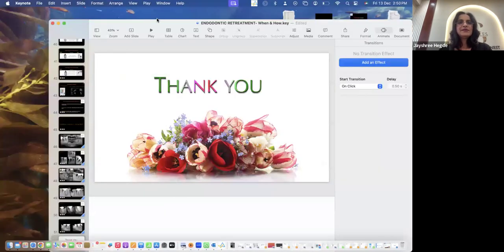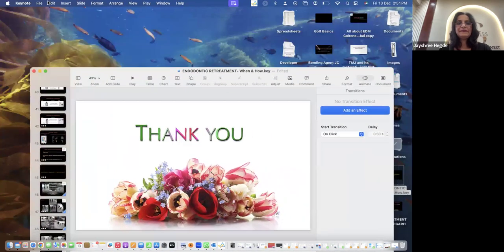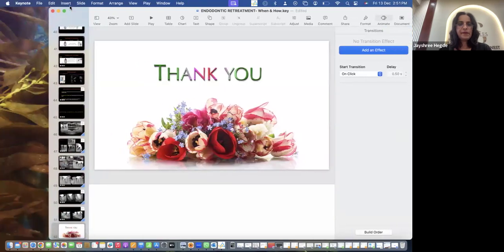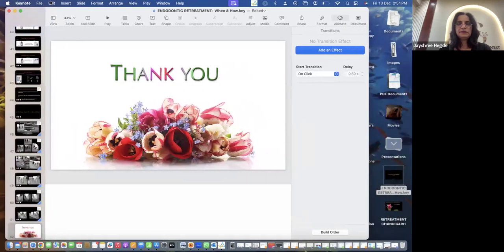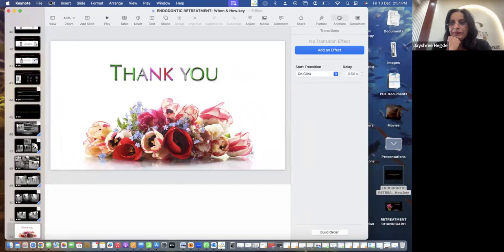Ma'am, can we have answers for a few questions? Yes, yes. Dr. Rupa is asking, when the previous obturation is size 20 to 25, 4%, can we still use high flex remover?